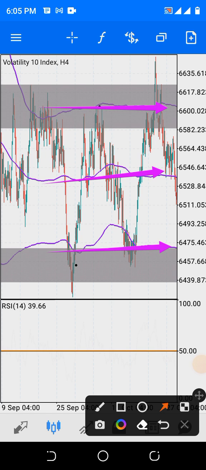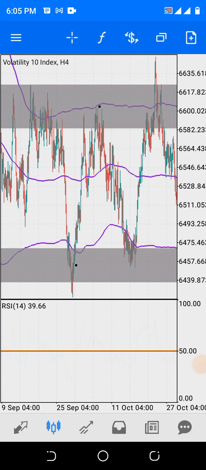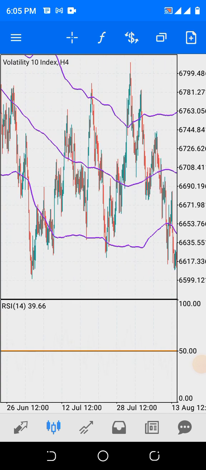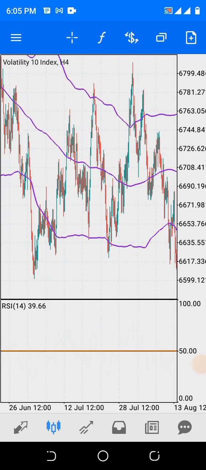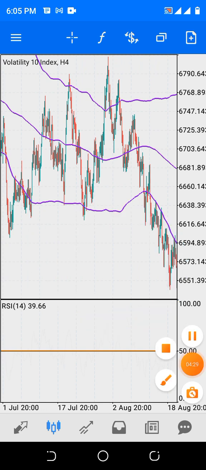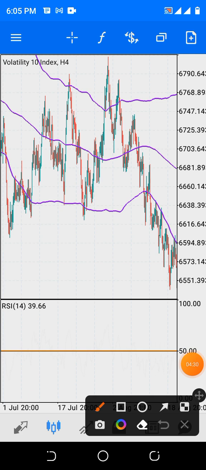Now let me show you another instance. Look here. You see, the market is another example of a ranging state. Now watch the Bollinger Band. You see the line of Bollinger Band, you see how it is horizontal. Do you understand? This is another one, and this is another one. So in this case, the market is ranging.